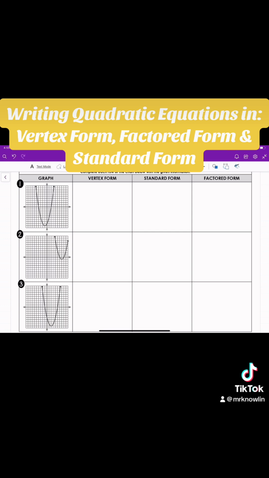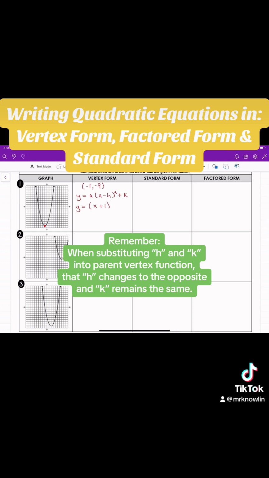So for the vertex form, if we simply identify our vertex here, it is -1, -9. In the vertex form, y equals a times x minus h squared plus k. And our a is 1. So if we write it in vertex form, this would be y equals (x plus 1) squared minus 9.